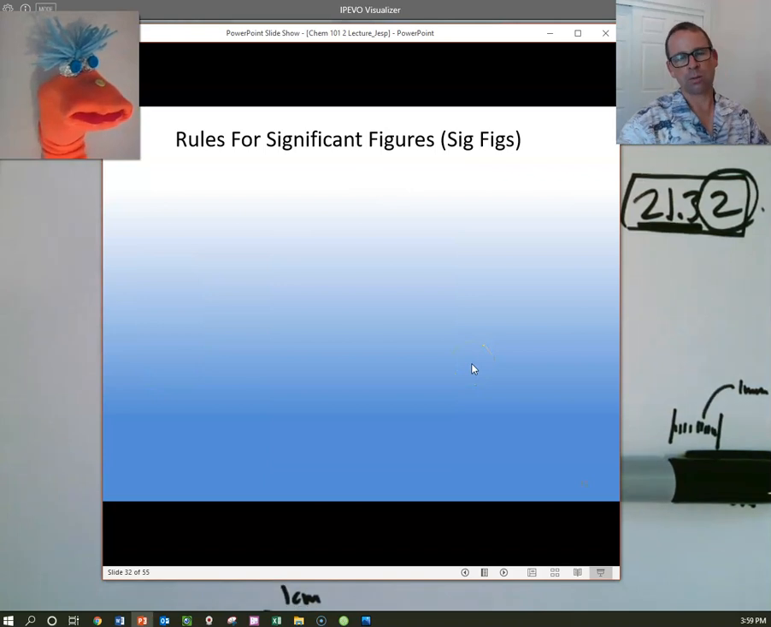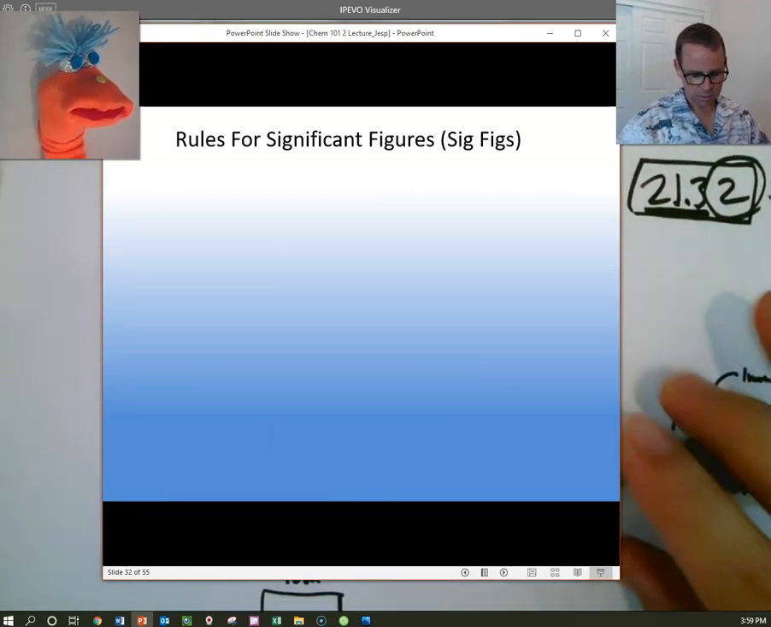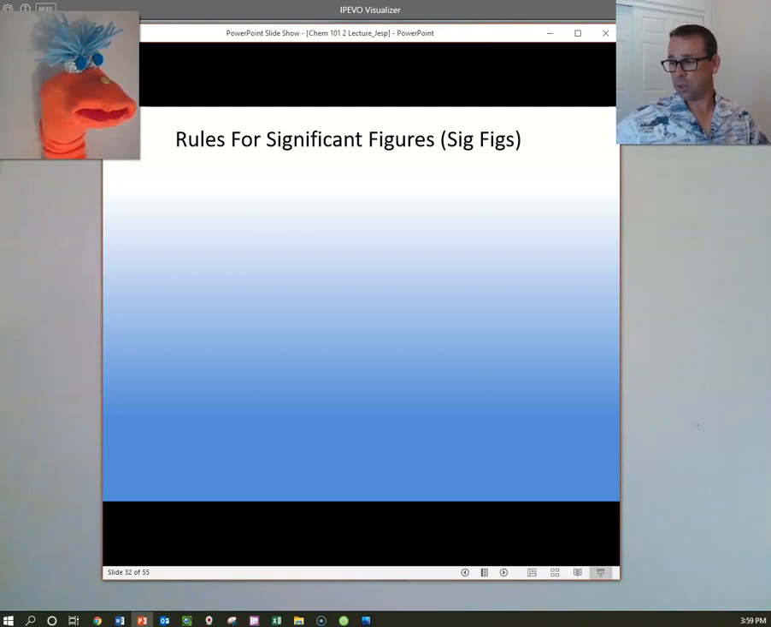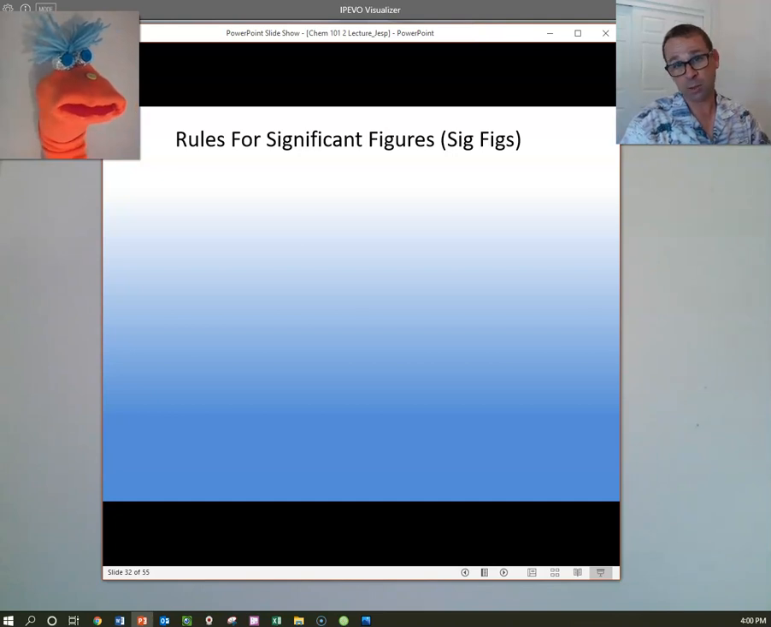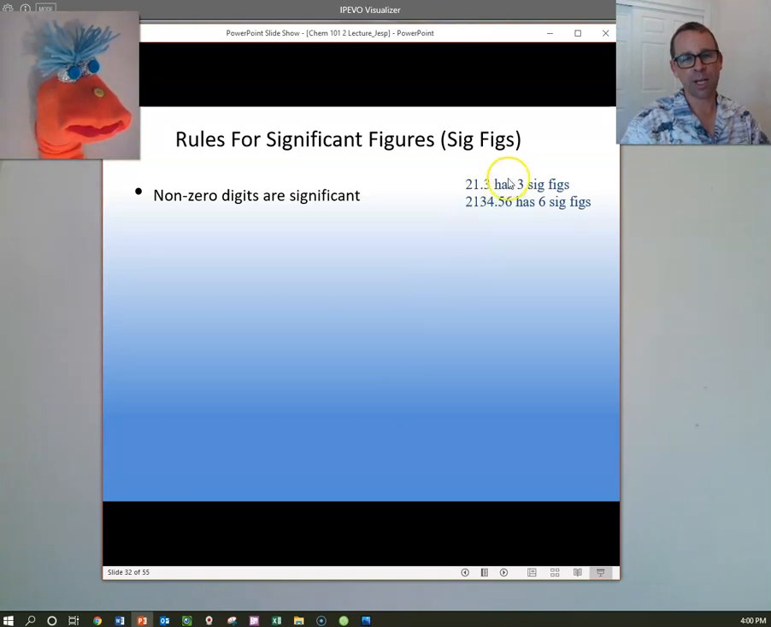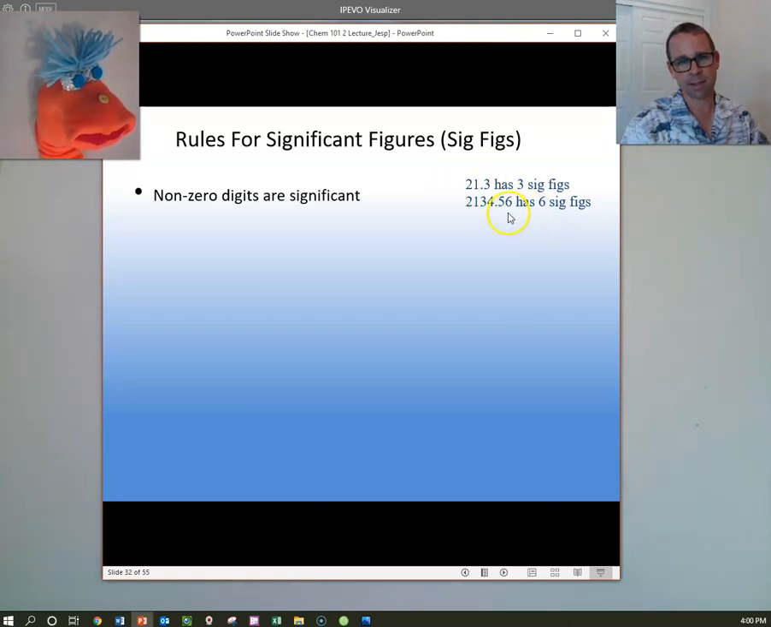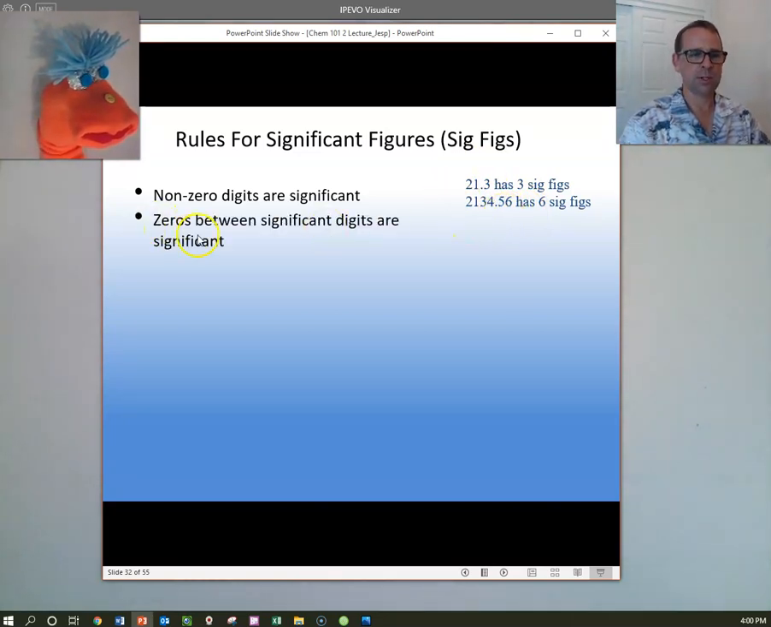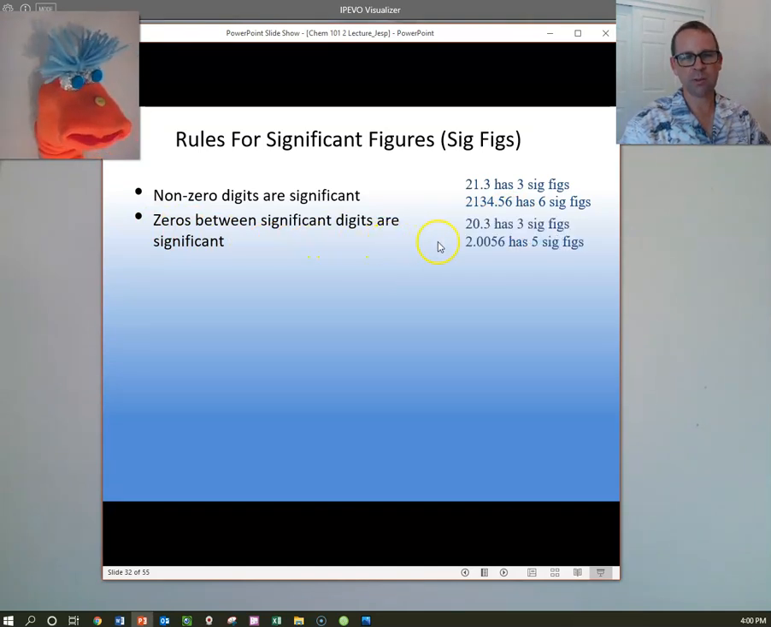Okay, so these are the rules for expressing significant figures. We use these rules to tell people what kind of a device we had to measure, in terms of how many digits are actual and how many are an estimate. All right. So if it's not a zero digit, then it's a significant digit. So 21.3 has three significant digits. This 2134.56, six significant digits.